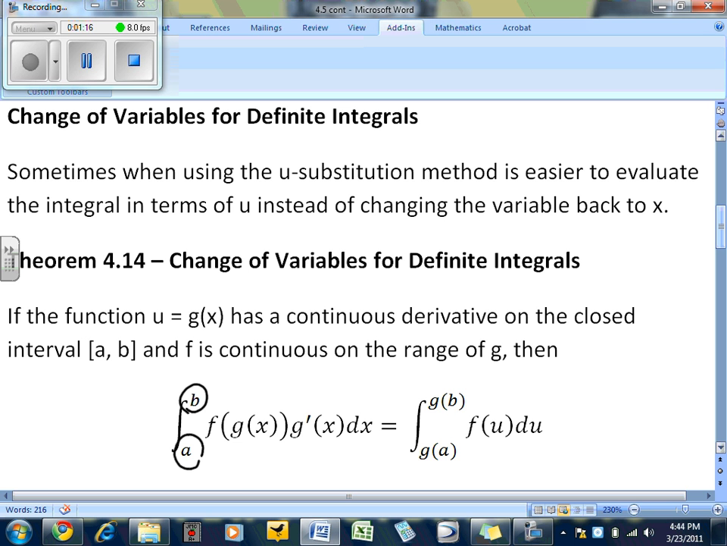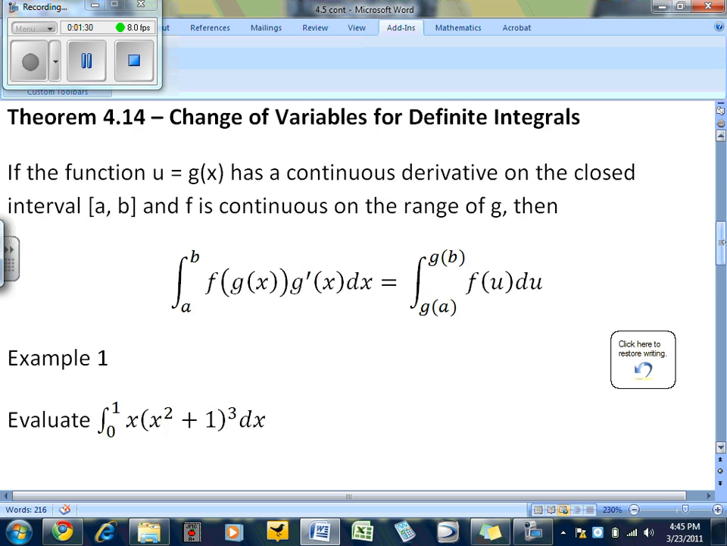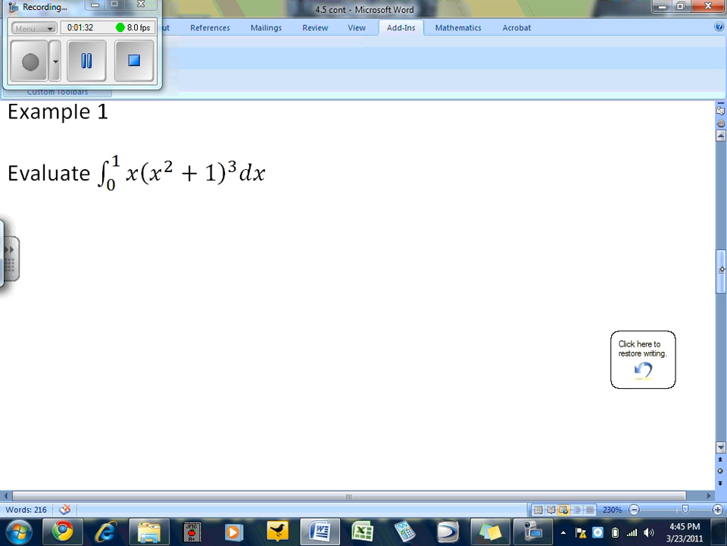All right. So what we do is when we substitute in for u, we just have to figure out what u equals when x equals our upper bound and our lower bound. Okay. So you'll see that here in a little bit. So what I'm going to do, we're going to evaluate just using u this integral right here.